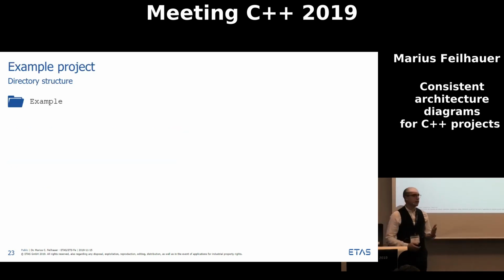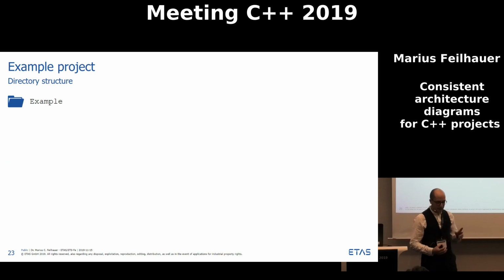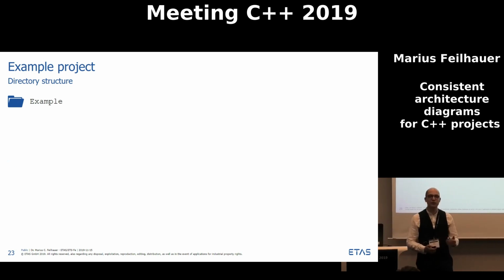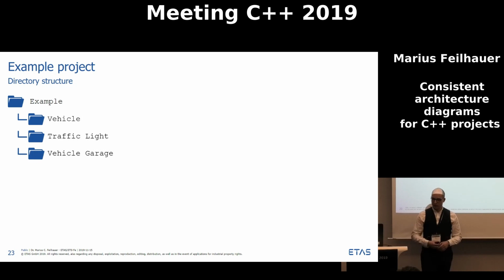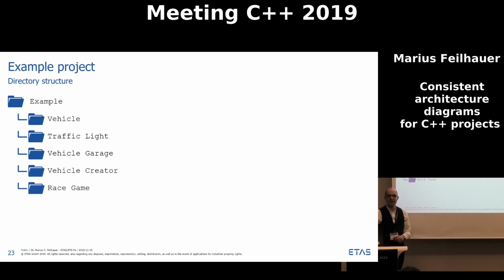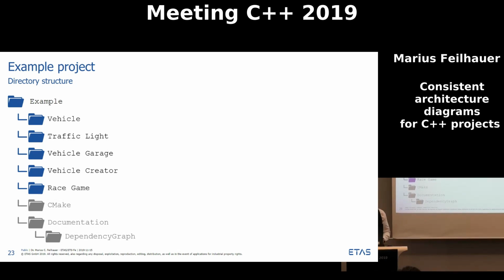So I've created a short example. It's a race game example. I just present the directory structure, and the rest of the talk we'll use this example to draw diagrams. So the directory structure, we have three libraries called Vehicle, Traffic Light, and Vehicle Garage. Then we have two executables, a Vehicle Creator and the race game, and some additional stuff for CMake and our documentation.